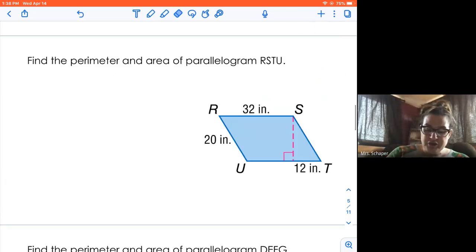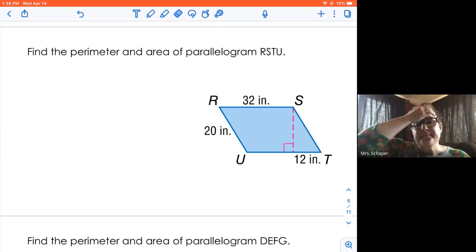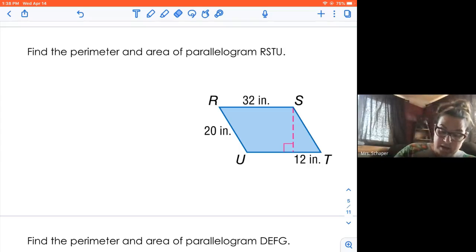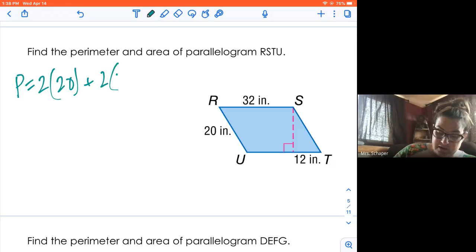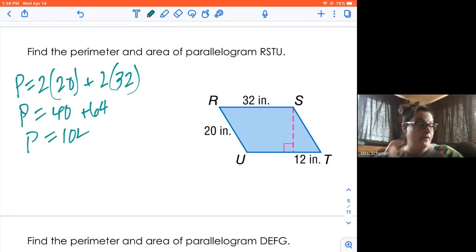All right, so let's find the perimeter and the area of the parallelogram. So with perimeter, we know that you add up all the sides. In a parallelogram, your opposite sides are congruent. So the perimeter is equal to 2 times 20 plus 2 times 32. So the perimeter is equal to 40 plus 64. So the perimeter is equal to 104.